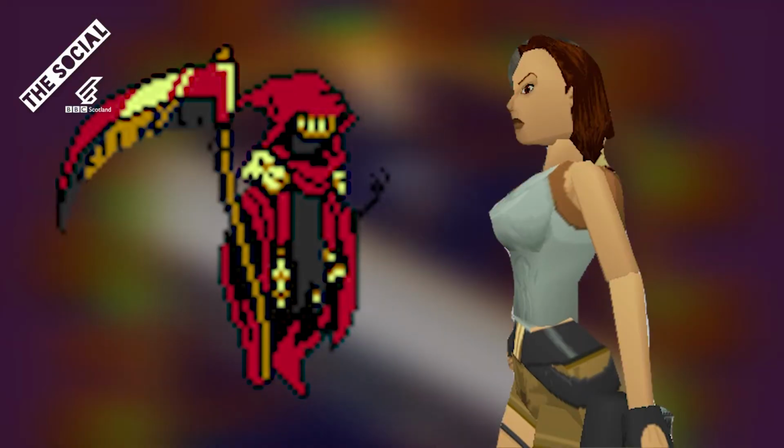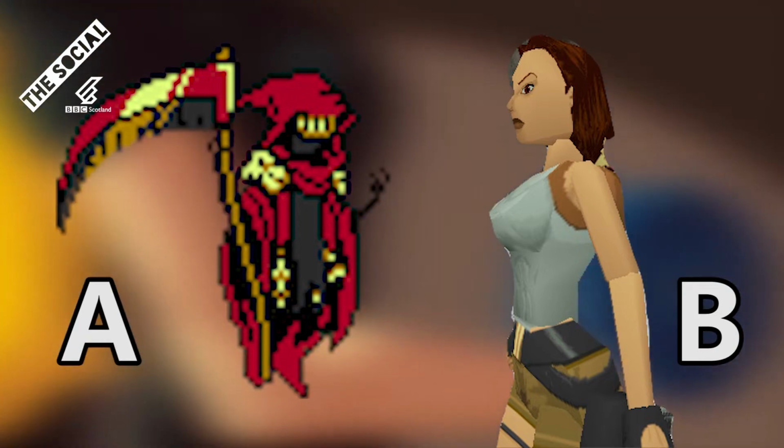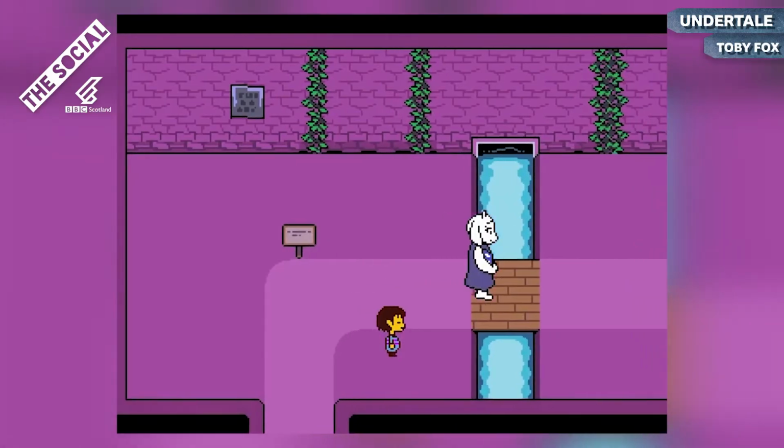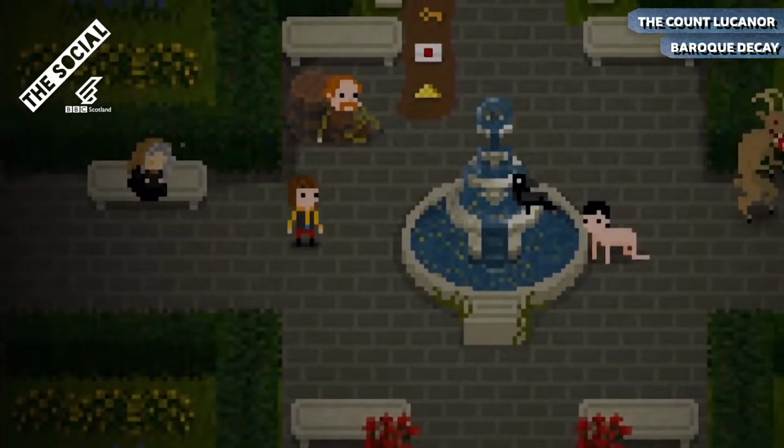Look at these two video game graphics. Which one looks better? If you said B, you're kidding, right? Some of my favourite indie games of the last few years are ones that have received widespread critical acclaim, but they all have a particularly odd thing in common. They were all released in the last decade but look like a product of the 1980s.